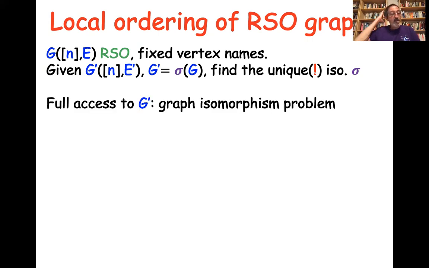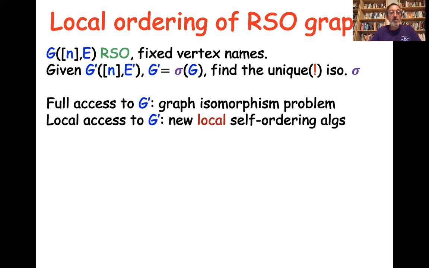With full access to G prime and G, then it's a graph isomorphism problem. It can be solved in polynomial time for constant degree and in quasi-polynomial time in general. But we don't care about this regime. We care about having local access to G prime, oracle access. And here we develop new local self-ordering algorithms for this type of graphs.